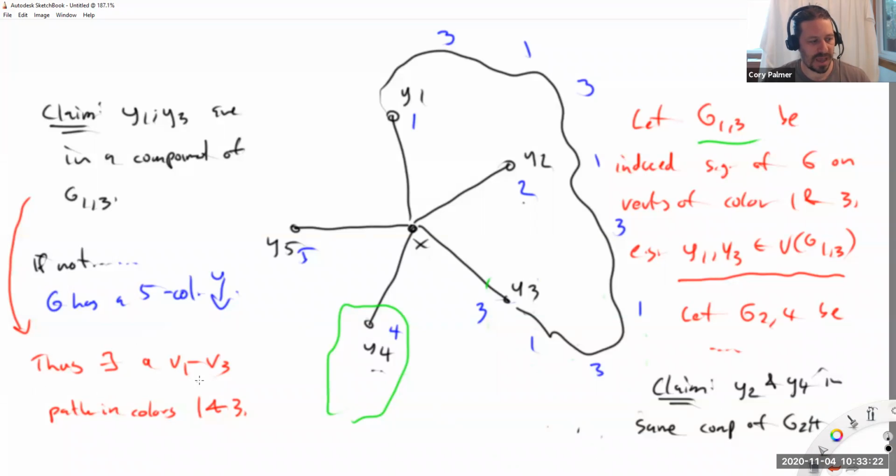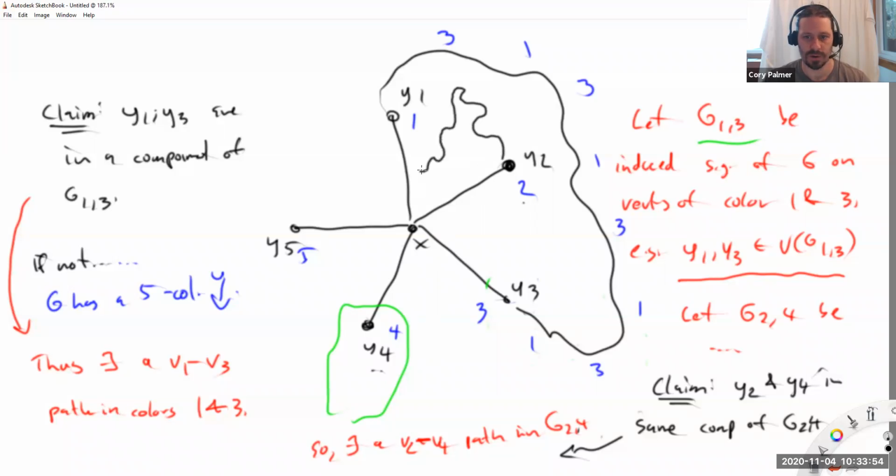So now there's a V2, V4 path in colors 2 and 4. Okay, so this implies something similar to before. So there exists a V2, V4 path in G2,4. That's the same, it's just saying in colors 2 and 4. But where is that path? It starts here and it ends here. So, okay, it's going along like this, 2, 4, 2, 4, 2, 4, 2, 4, 2, 4.